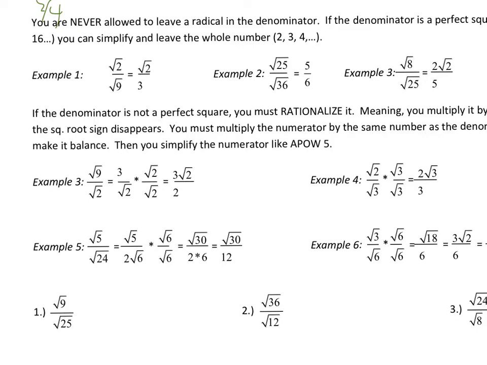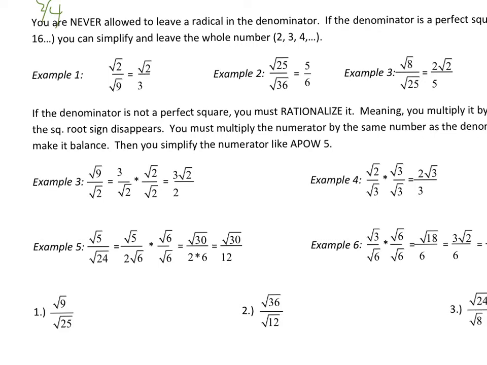So like this example here, square root of 2 doesn't simplify, it just stays square root of 2, square root of 9 is 3. So now I no longer have a radical in the denominator, square root of 2 over 3 is fine. The radical can be in the numerator, it just can't be in the denominator. Same thing here, square root of 25 is 5, square root of 36 is 6, so that whole thing simplified to 5 over 6.